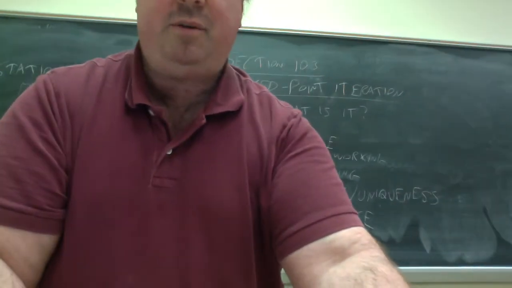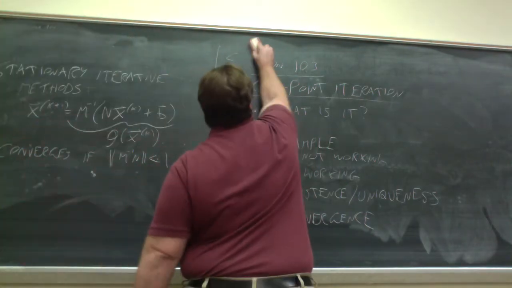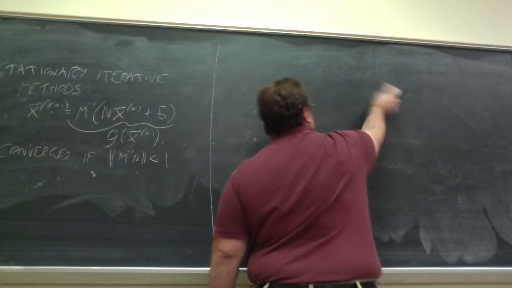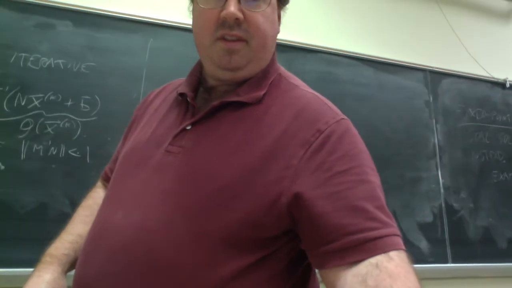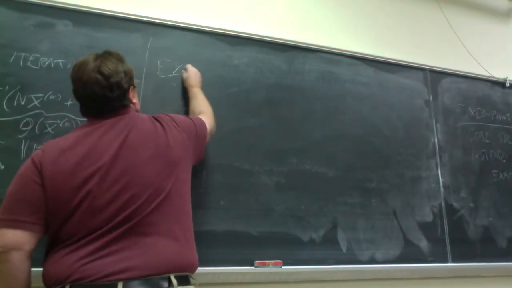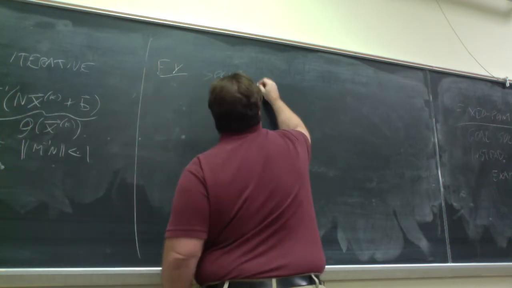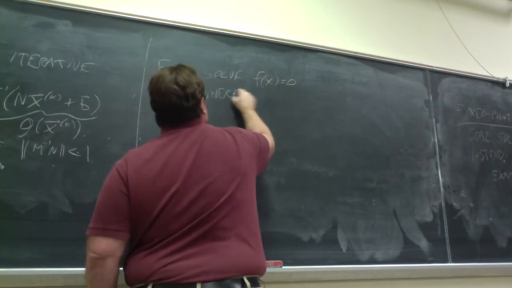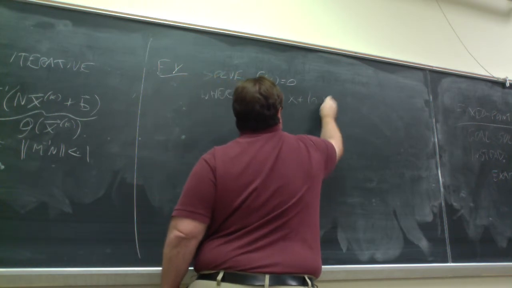Okay. So now that we have an algorithm, I'll actually step through an example of it, and we can see it working and not working. As an example, we're going to solve the equation f of x equals 0, where our function f is equal to x plus natural log of x.